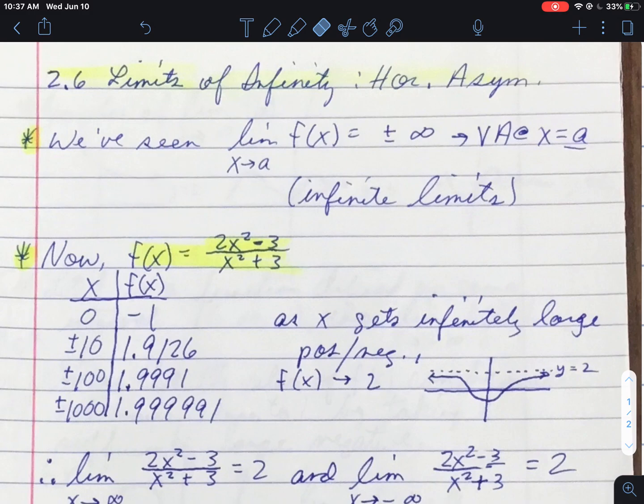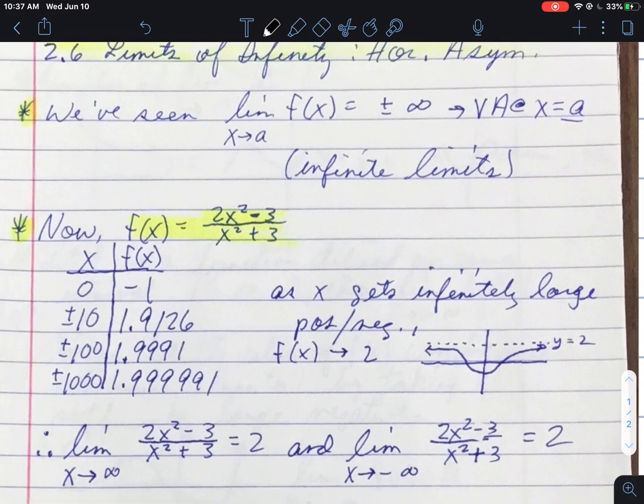So here we want to look at what we're going to call limits of infinity, or limits at infinity. It might be a better way to say it, to keep them straight. So infinite limits are where the limit as x approaches a is equal to infinity, positive or negative. And then here we're looking at limits at infinity, where we look at the limit as x approaches infinity and what happens to the value of our function.